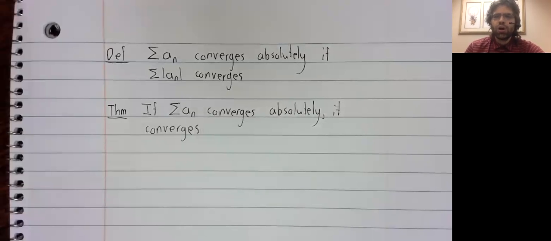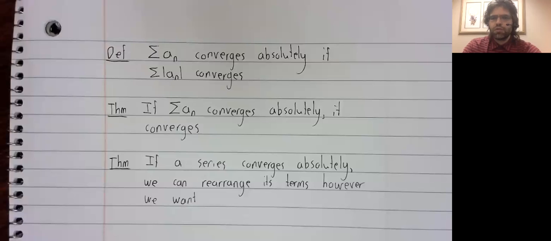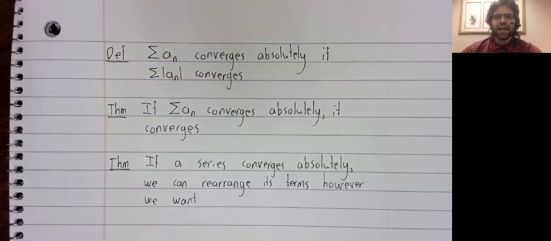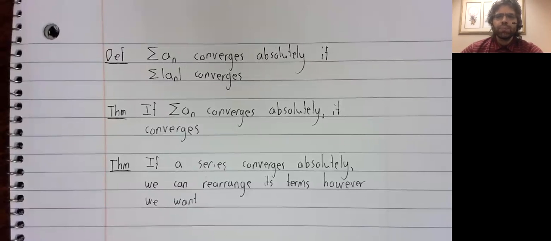Still, since we're talking about absolute convergence, let's go ahead and state a classic theorem involving it. Theorem. If a series converges absolutely, we can rearrange its terms however we want. Rearranging the terms won't change the fact that it converges absolutely, and it won't change the sum.